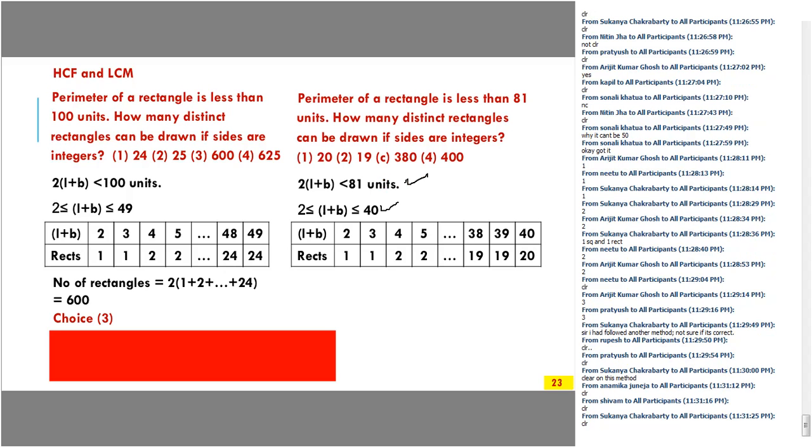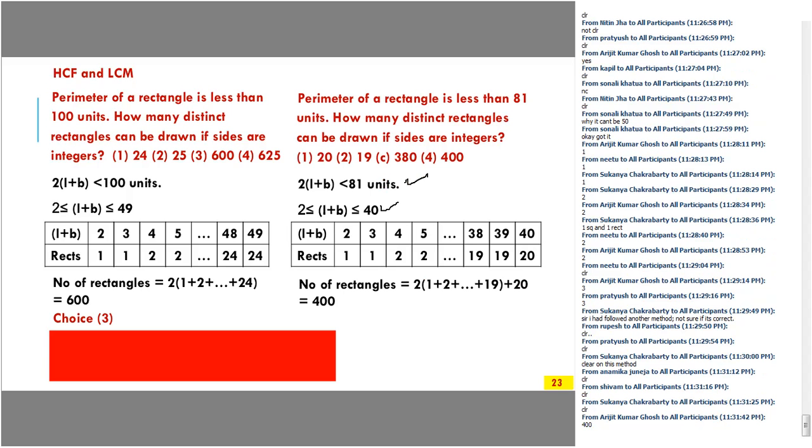2 is 1, 3 is 1, 38 is 19, 40 will be 20. Clear or not? 38 will be 19, 39 will be 19, 40 will be 20. What's the answer? 400.